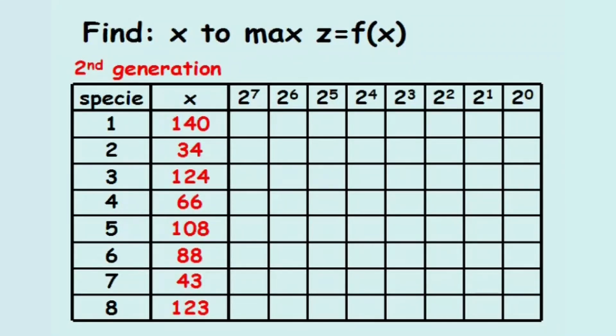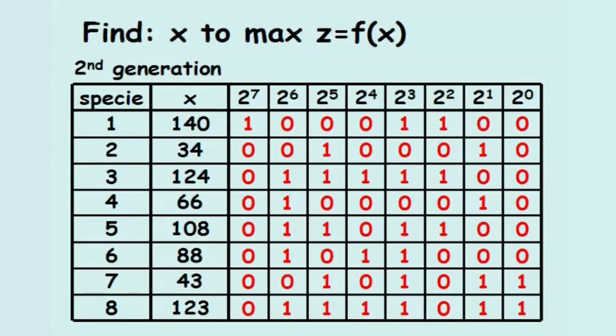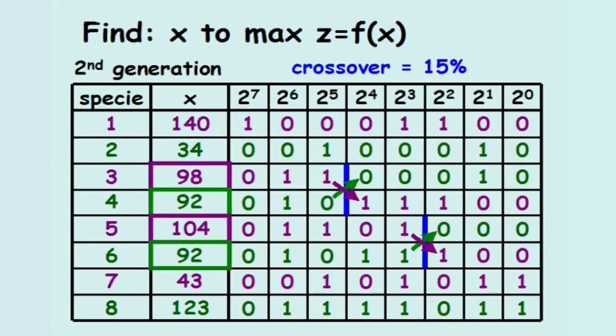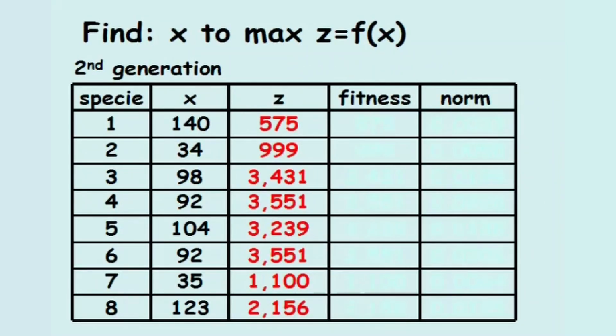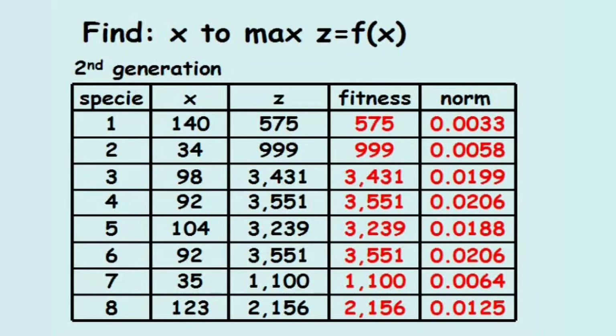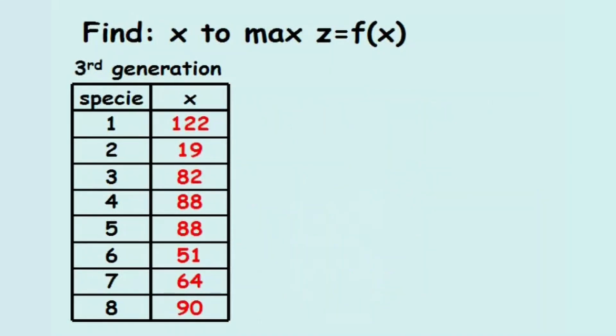The binary numbers are filled in, and crossover occurs, with a 15% chance of occurrence, followed by mutations, which have a 2% chance of occurrence. In reproduction, Z values are calculated, as well as the fitness and normalized fitness values. Next, 64 new species are chosen for the third generation. This process continues for 2 more generations until the algorithm stops.